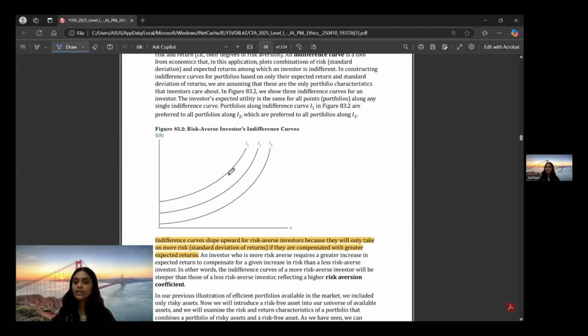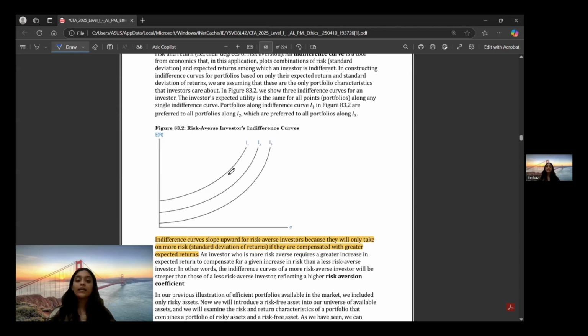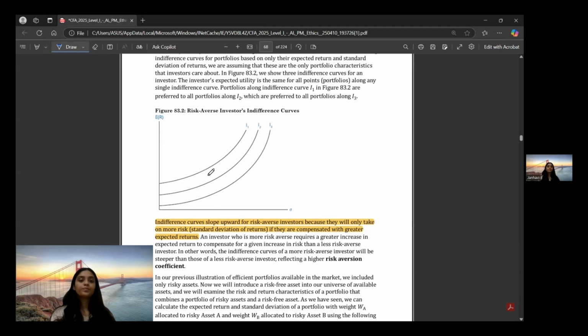Now I want you to understand that this preference of an investor is entirely dependent upon two things, that is ER. For new CFA learners, ER means expected returns, and this sign is standard deviation. This means risk, which includes total risk, that is systematic and unsystematic. We'll be learning about it in further readings, but just so that you know right now, I'm telling you.